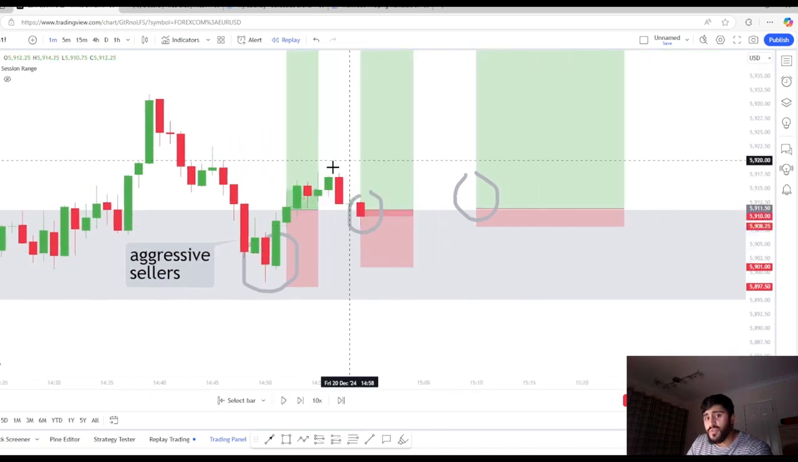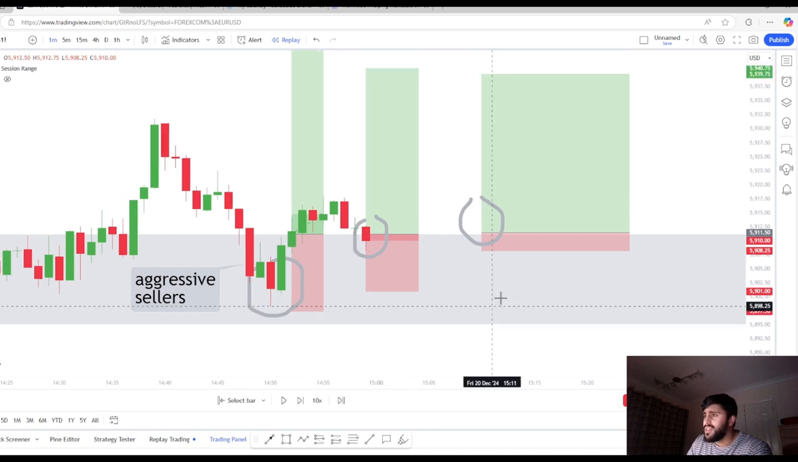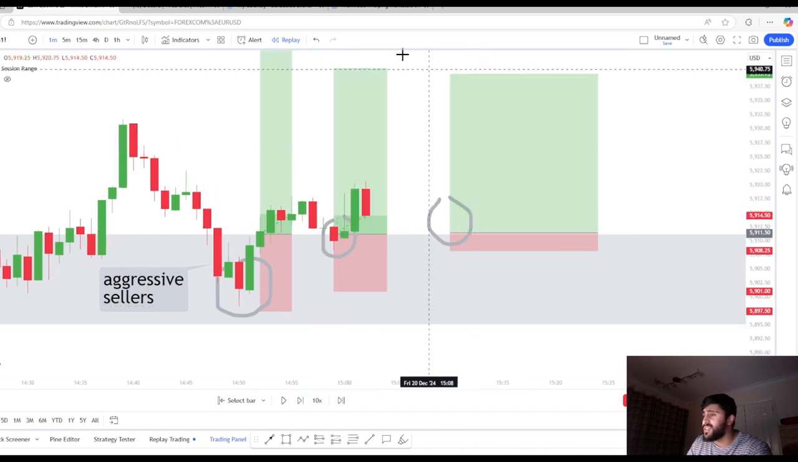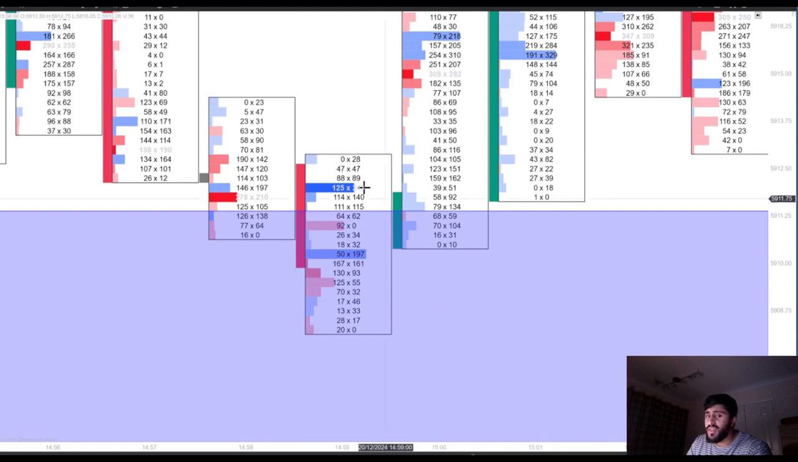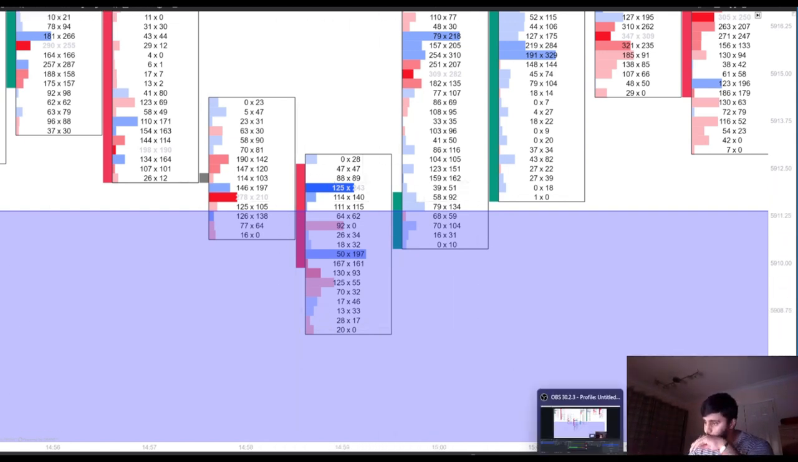Now the second entry, which is what we get over here, price does come in, but price breaks to the upside. So we see two large buying candles after aggressive selling has failed. And that's exactly what we see over here. It's the same candles over here. Aggressive selling is not being rewarded.